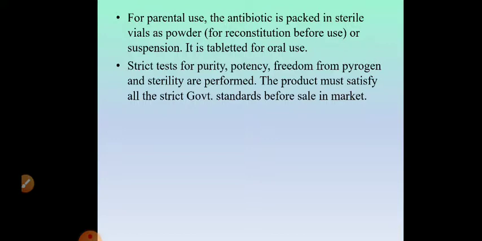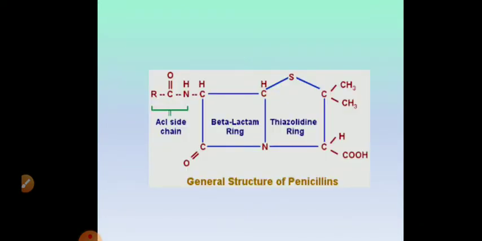During the production, sterility, strict purity and potency testing is done. Freedom from pyrogens and sterility are checked. There should be no pyrogens, fever causing substances. It should be sterile, and potency and purity are tested. The final product must satisfy all strict government standards before sale into the market.